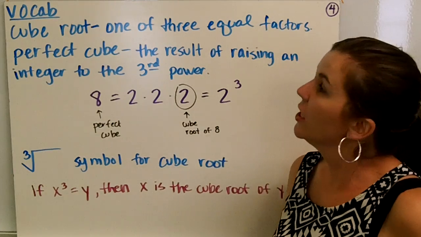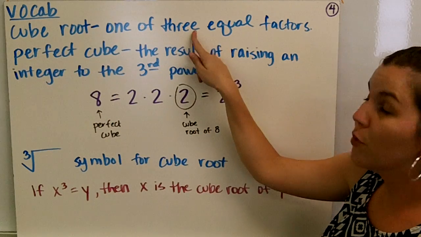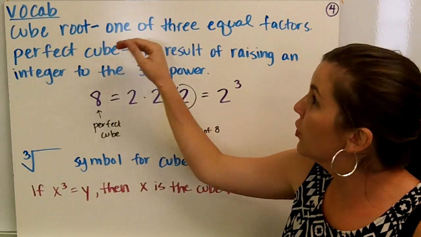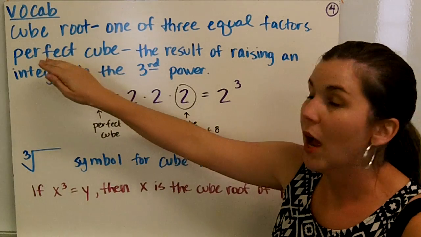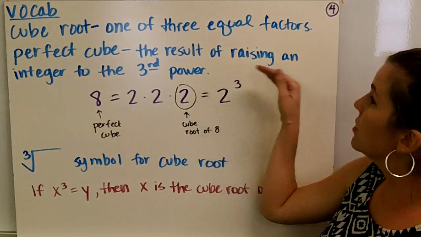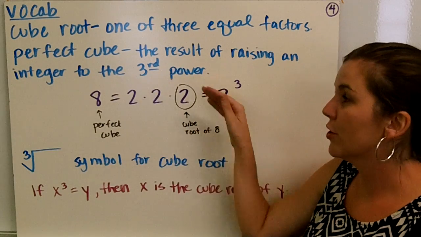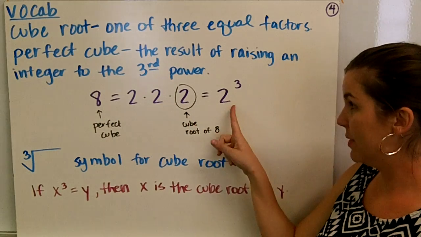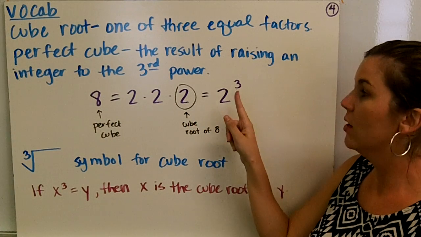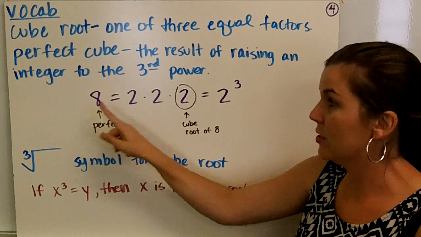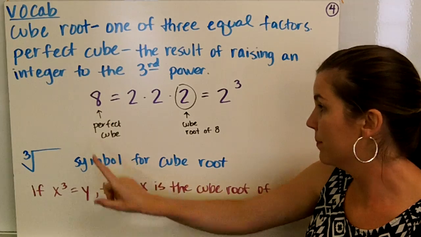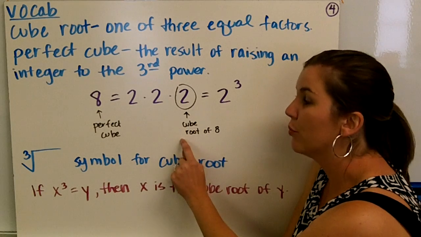Some more vocabulary. Cube root: one of 3 equal factors. So square root is one of 2 equal factors. Cube root is one of 3 equal factors. A perfect cube is the result of raising an integer to the 3rd power. So here, 2 times 2 times 2 is the same thing as 2 to the 3rd power. Our result is 8. 2 to the 3rd power is 8. So 8 is a perfect cube. 2 is the cube root of 8.